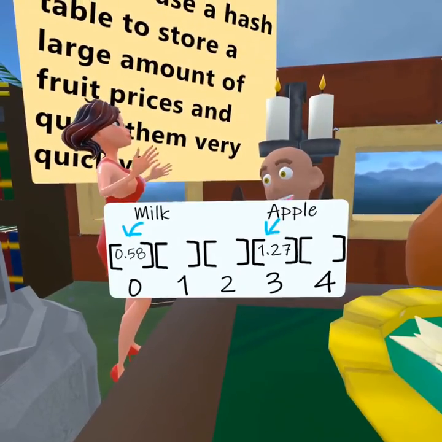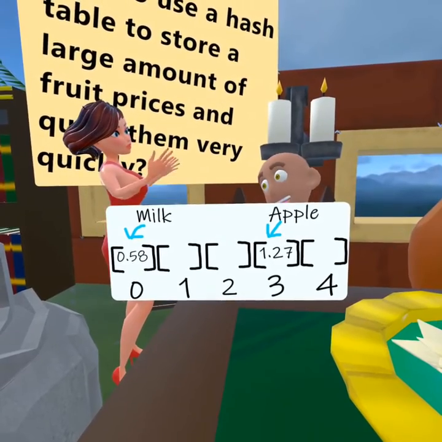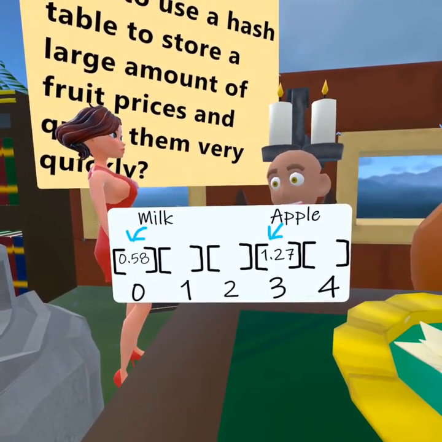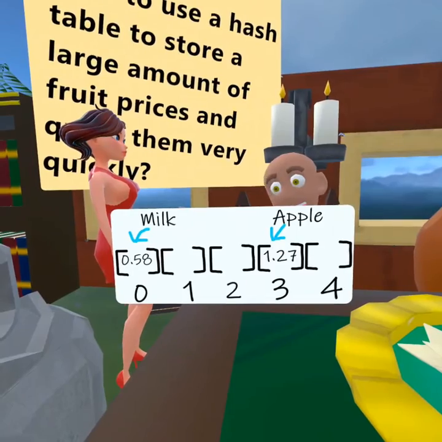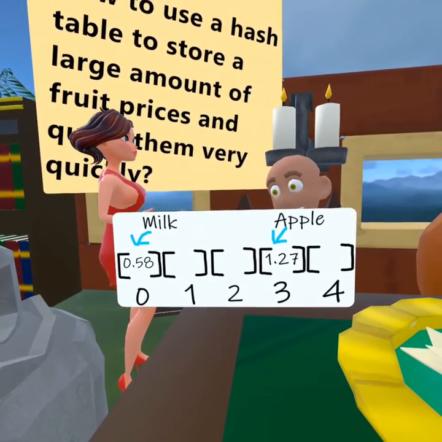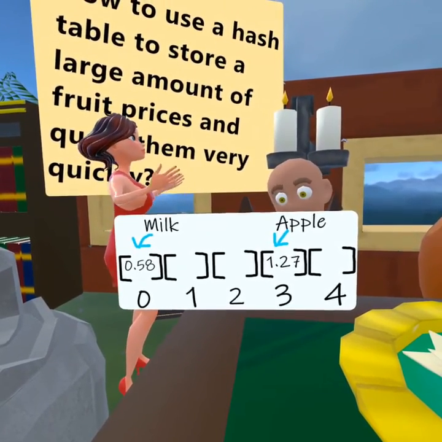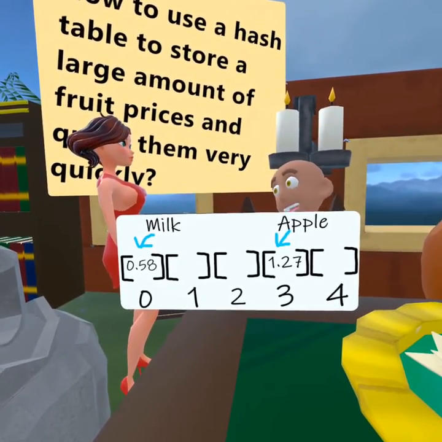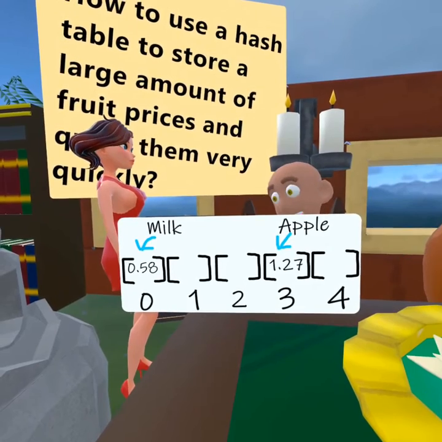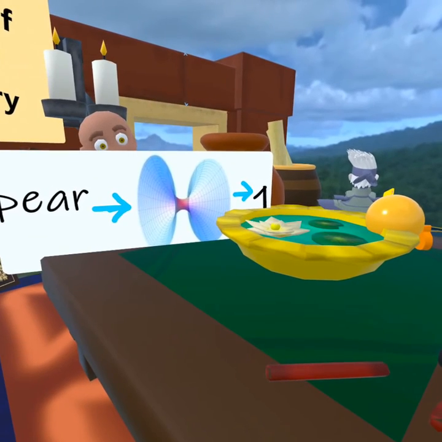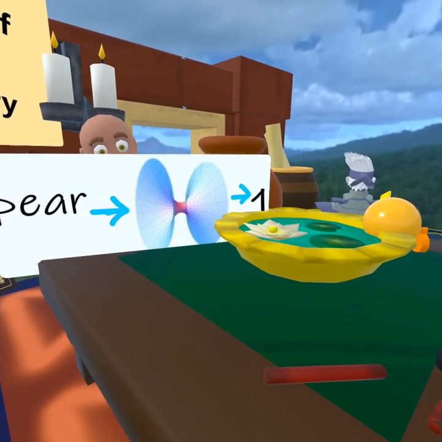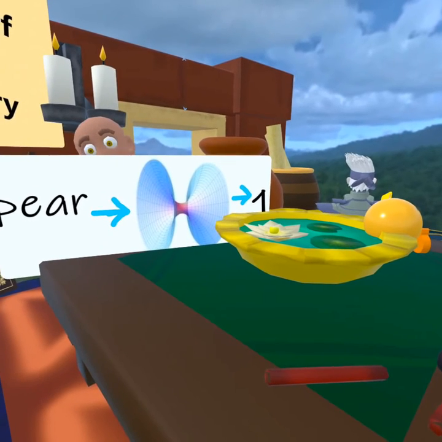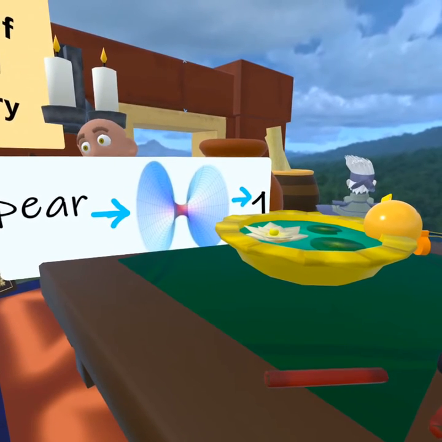Now suppose you need to know the price of pears. You don't need to look in the array. Just pass the pear as input to the hash function. It will tell you that the price of pears is stored at index 4. Sure enough, you found it there. The hash function accurately points out where the price is stored, so you don't need to look it up at all.